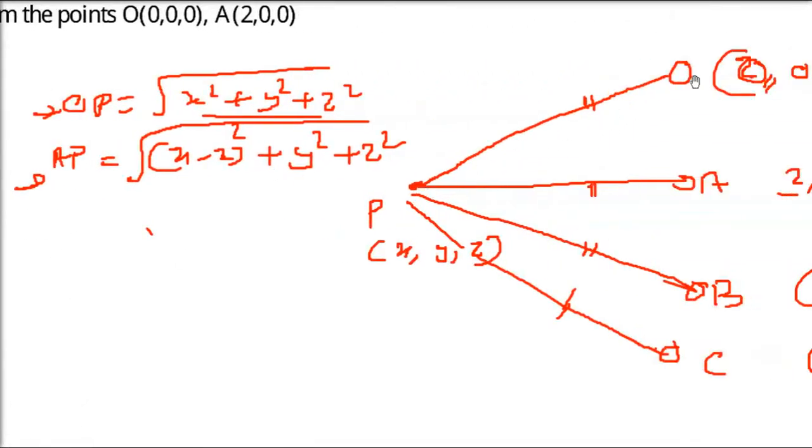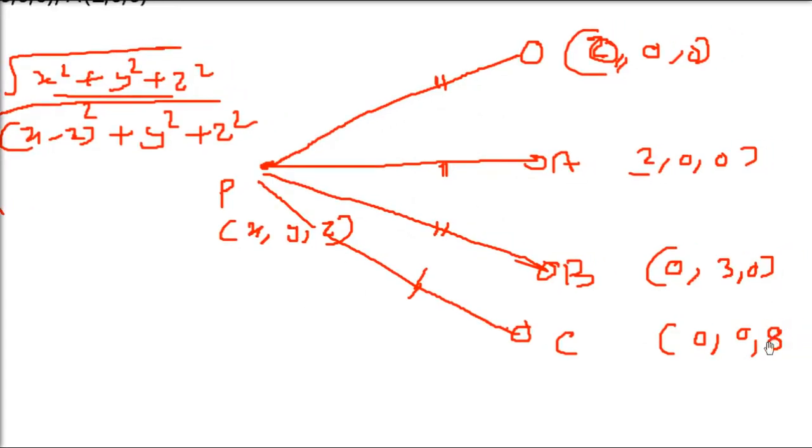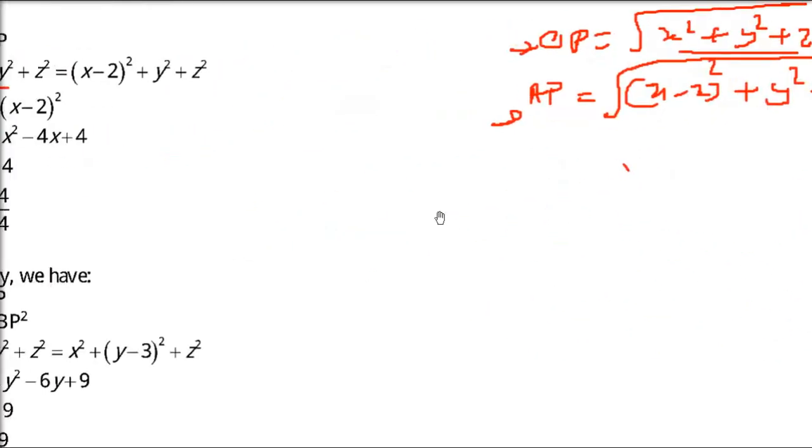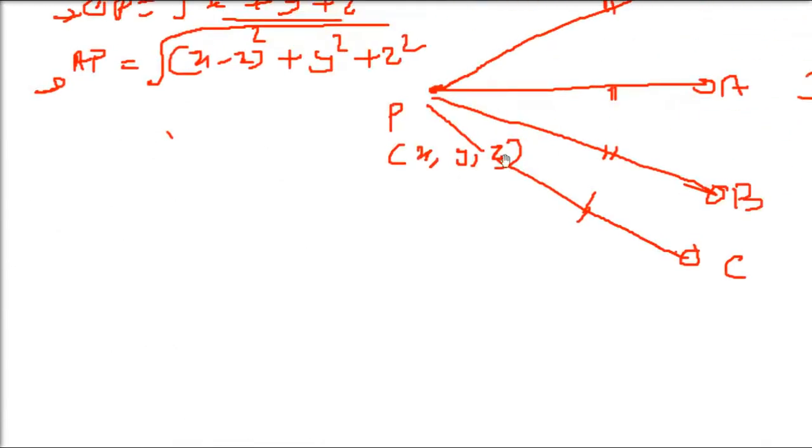Similarly, this point is now known. Now take PB or BP. X minus 0 whole square, Y minus 3 whole square, Z minus 0 whole square. Y is given here only. There is no X and there is no Z. Only Y is given, 3. So what we will do? X, Y, Z. Of course, OP whole square is X square, Y minus 3 whole square, Z square. Here only Y will remain.